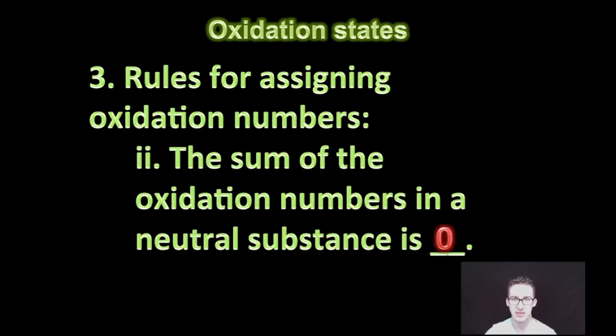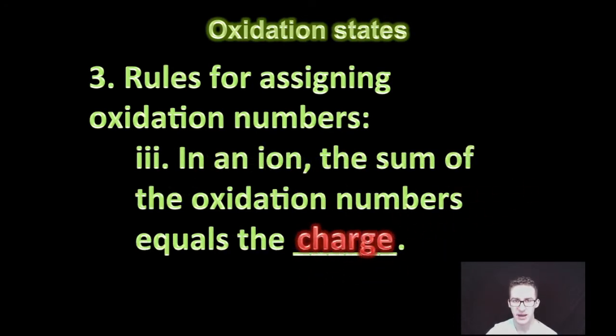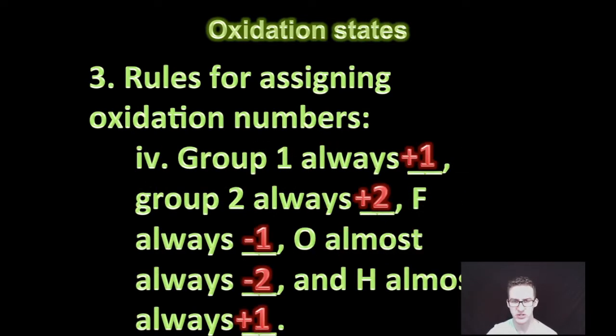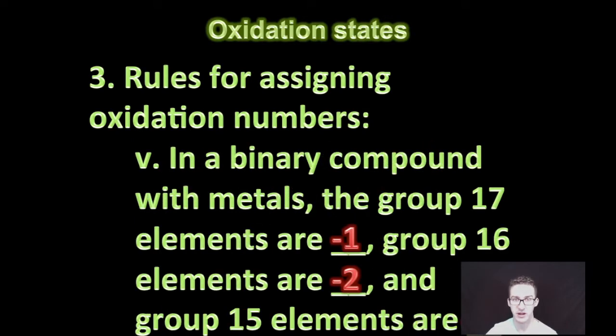If you're assigning numbers to atoms in a compound, the sum of the oxidation numbers in a neutral substance or a neutral compound is going to be 0. In an ion, however, the sum of the oxidation numbers has to equal the charge. A third rule then, as you assign oxidation numbers, group 1 atoms in compounds will always have oxidation numbers of +1, group 2 always +2, fluorine will always be -1, oxygen almost always -2, and hydrogen almost always +1. As you think about those binary compounds with metals, so in an ionic compound, the group 17 elements are -1, group 16 are -2, and group 15 are -3. Essentially following the rules for ionic compound nomenclature.